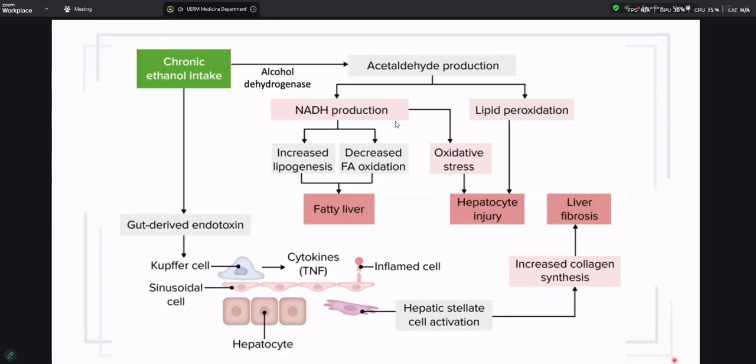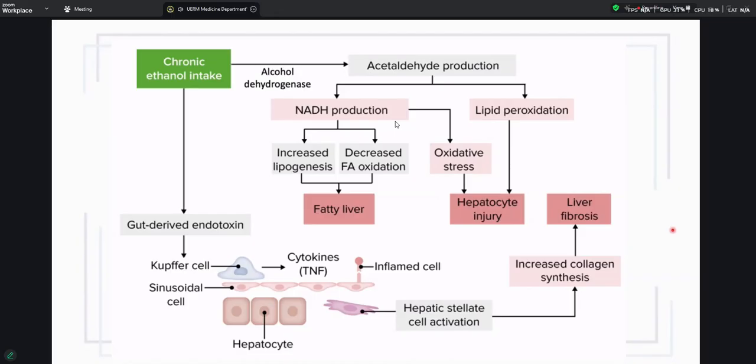In response to liver injury, the hepatic stellate cells become activated and they start producing collagen and extracellular matrix, which then leads to fibrosis and eventually cirrhosis if the injury continues.